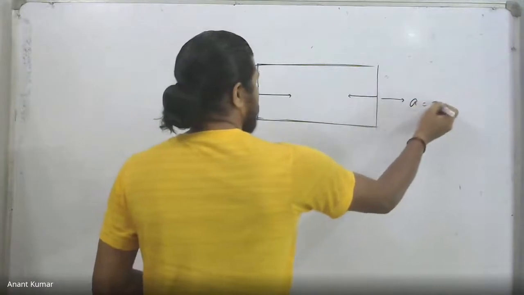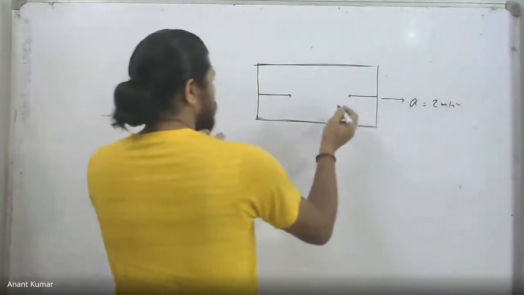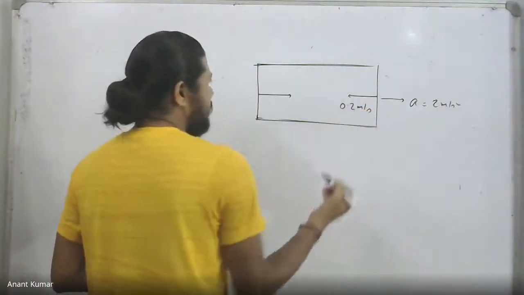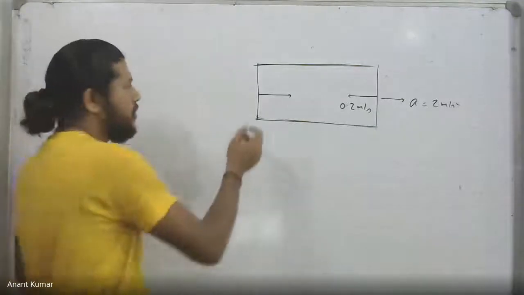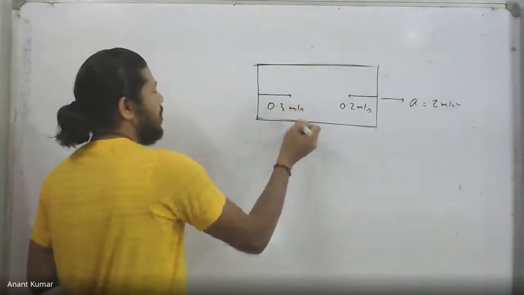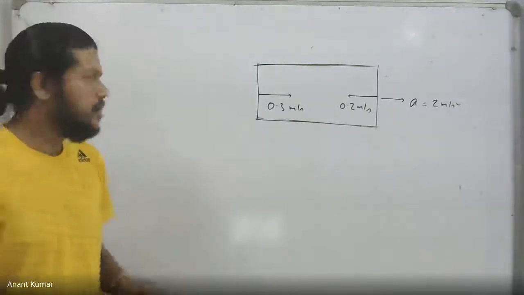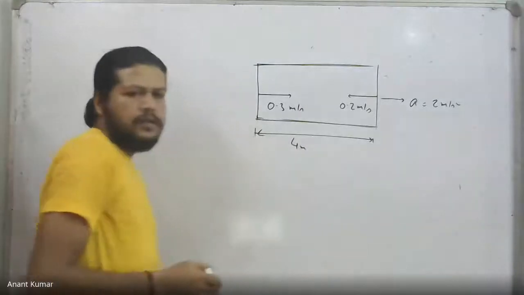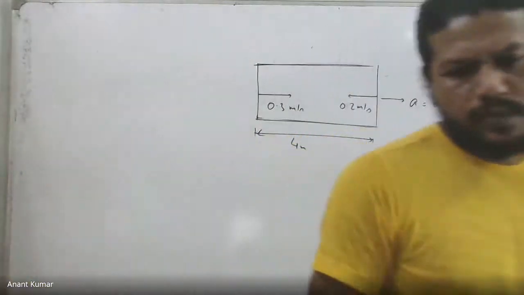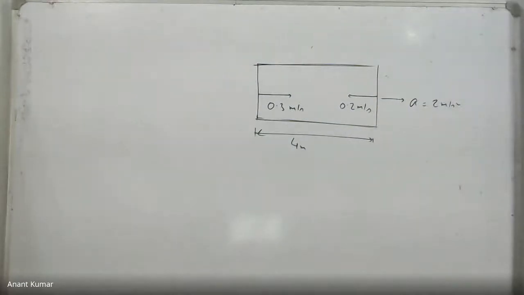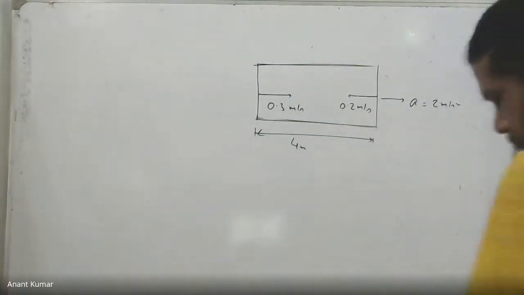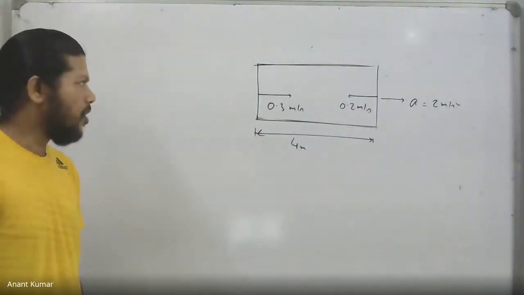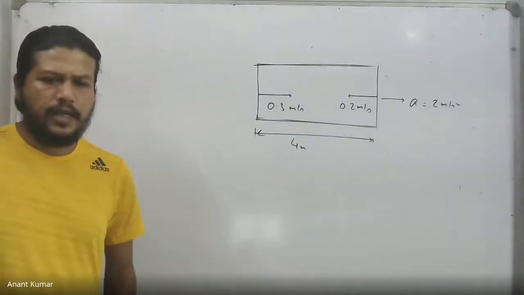The acceleration of the rocket is 2 meters per second square. The first particle has a speed of 0.2 meters per second, but that is relative to the rocket. And this one is 0.3 meters per second, again relative to the rocket. The length is 4 meters. In this case, we have to find the time in seconds when the two balls hit each other. It is definitely useful to consider the entire situation relative to the rocket itself.